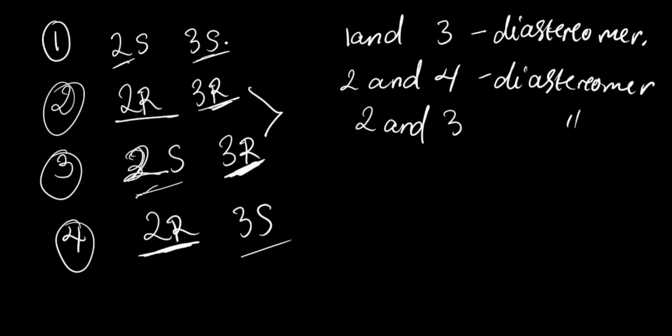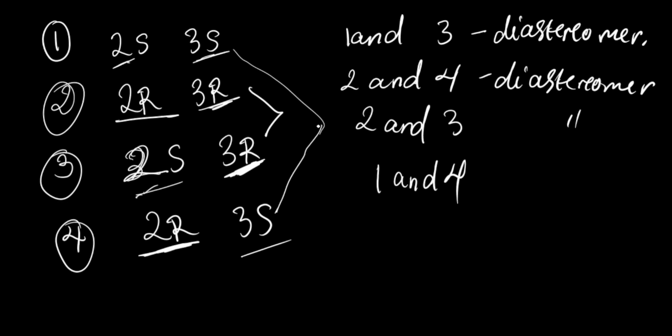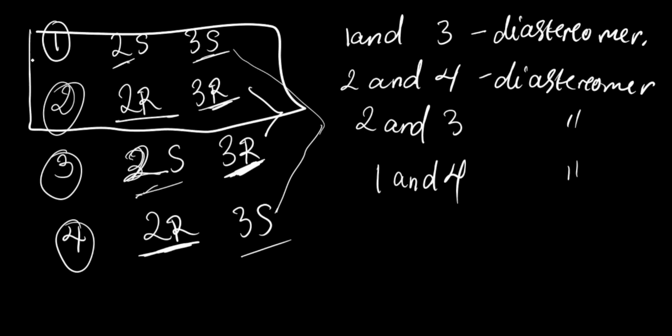Also notice lastly that 1 and 4 have the same configuration at carbon 3, but they differ at carbon 2. They are also diastereomers. Okay, so the pairs of enantiomers that we have here are 1 and 2, and 3 and 4. These are the enantiomers.